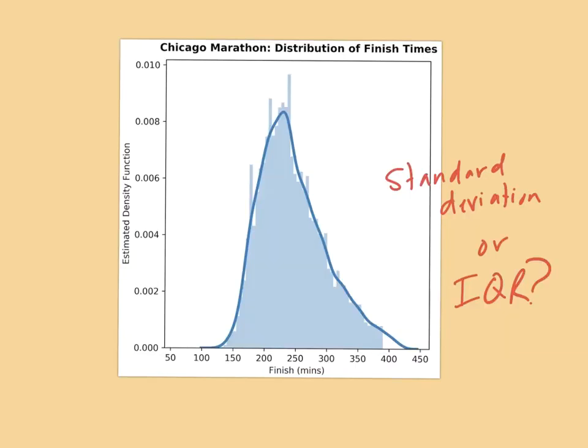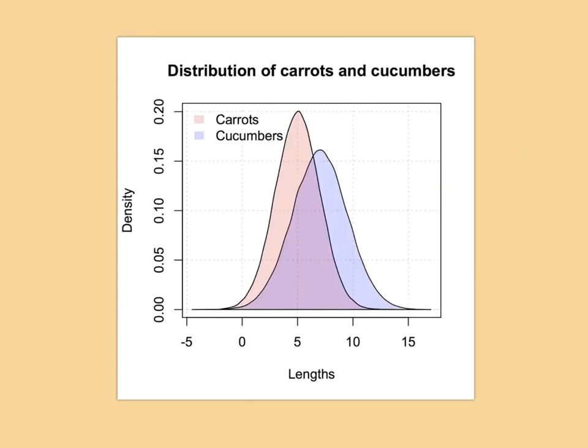For this data distribution, would we be using standard deviation, or would we be using IQR? Well, it would be IQR for a skewed right or skewed left distribution. And this one is skewed right. Here we have the distribution of carrots and cucumbers again. Again, they're normal distributions, slightly different means. You would compare the means. Why? Because they're normal distributions. Cucumbers have a slightly greater mean, and the cucumbers have a bigger spread.